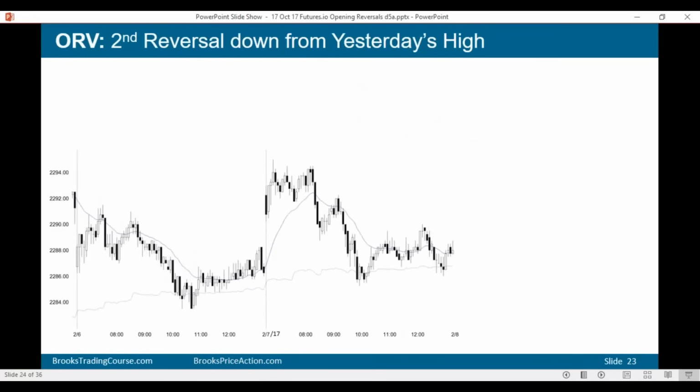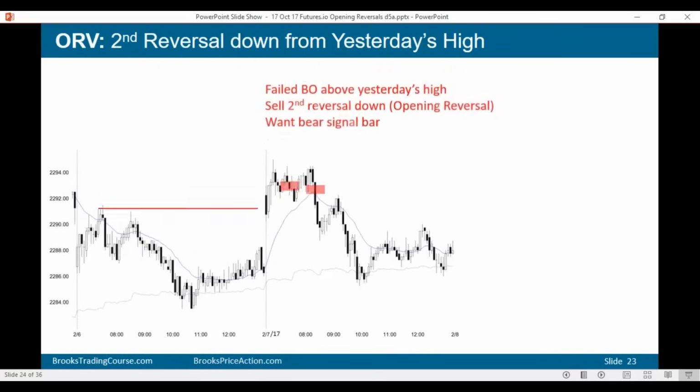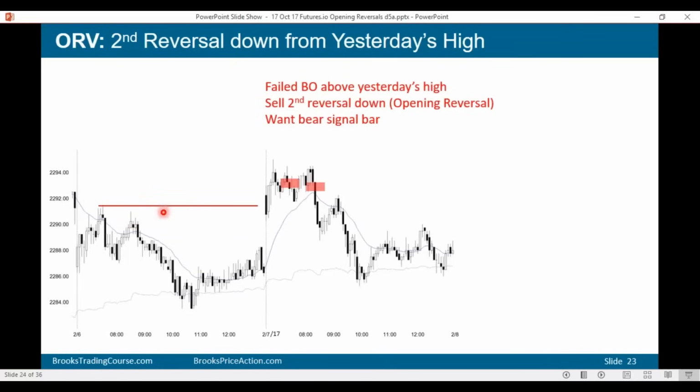All right, this is something that happens pretty frequently. Yesterday's high, and we reverse down below a bull bar. And you can say the second entry is below this bear inside bar. I don't know. To me, this is a better second entry sell. We have a small double top, a very good sell signal bar.